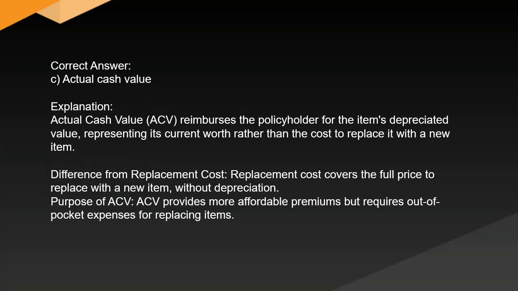Actual cash value. Explanation. Actual cash value, ACV, reimburses the policyholder for the item's depreciated value, representing its current worth rather than the cost to replace it with a new item. Difference from replacement cost: replacement cost covers the full price to replace with a new item without depreciation. Purpose of ACV: it provides more affordable premiums but requires out-of-pocket expenses for replacing items.